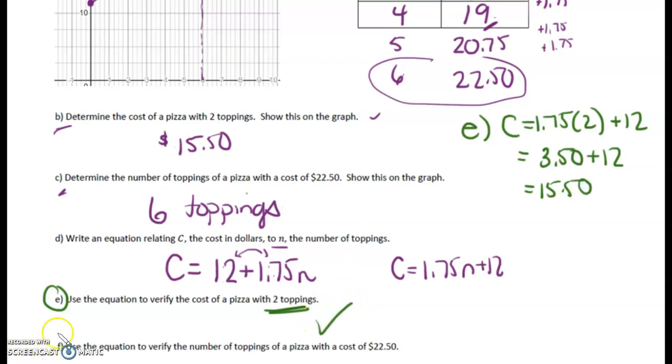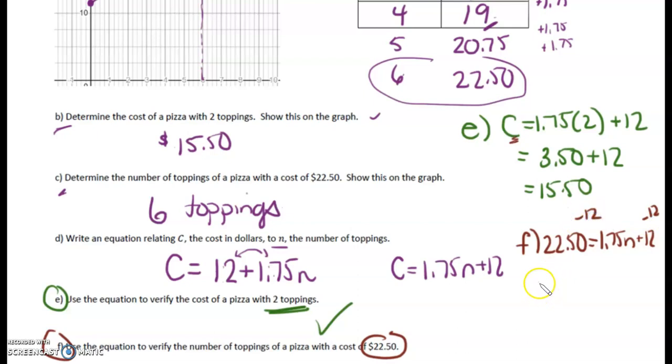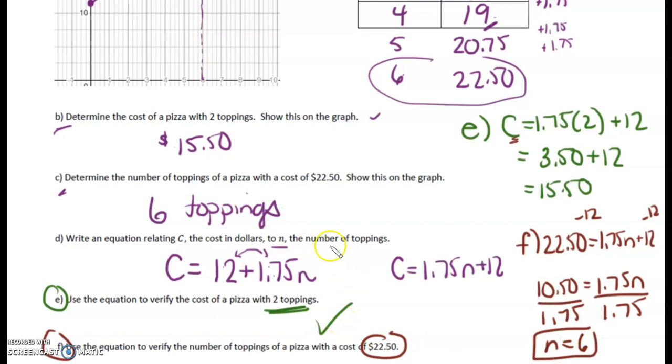Now use the equation to verify the number of toppings on a pizza that costs $22.50. So this time, I'm going to substitute the $22.50 in for the cost: 22.50 equals 1.75n plus 12. Now subtract 12 from both sides. We are left with 10.50 equals 1.75n. And I'm going to divide both sides by 1.75. I'm going to just triple check. Yep, and I get n equals 6. So we just verified F using the equation.